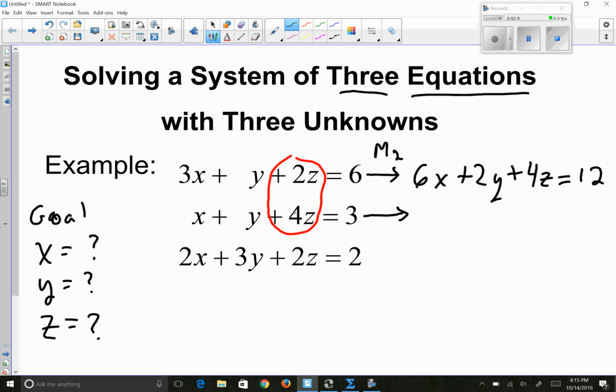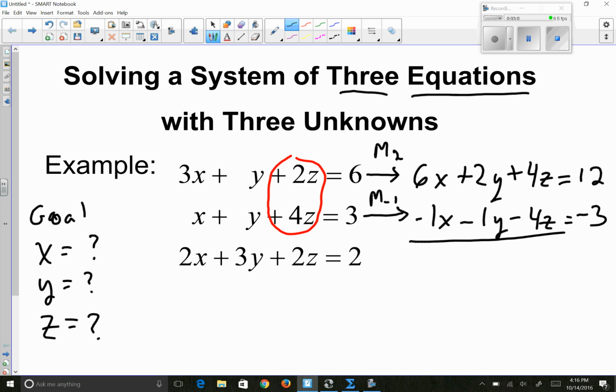The goal is to make the numbers in this red circle to be opposites. We need these numbers to be opposites. What we're doing is making this a 4 and we're going to make this a negative 4. We're going to multiply this middle equation by negative 1. M negative 1 means multiply by negative 1. Negative 1 times x is negative 1x. Negative 1 times y is negative 1y. Negative 1 times 4z is negative 4z. Equal sign, negative 1 times 3 is negative 3.